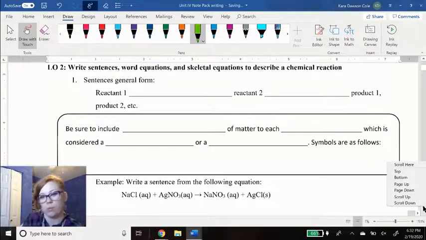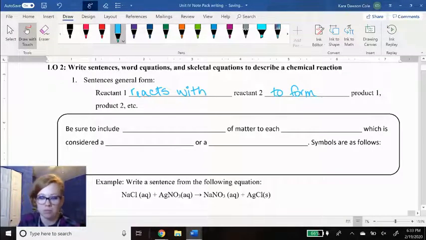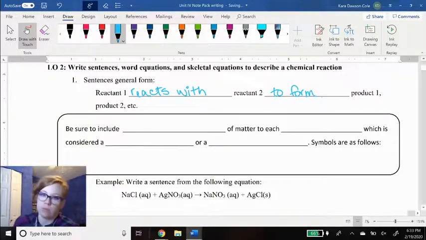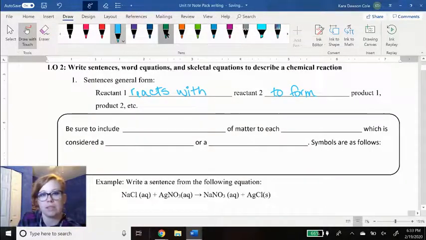Learning objective 2. To write sentences, word equations, and skeletal equations to describe a chemical reaction. So these are just ways in which we can describe a chemical reaction. The general form for a sentence is reactant 1 reacts with reactant 2 to form product 1 and product 2, or product 1, product 2, and product 3. So that is your general form for writing a sentence.